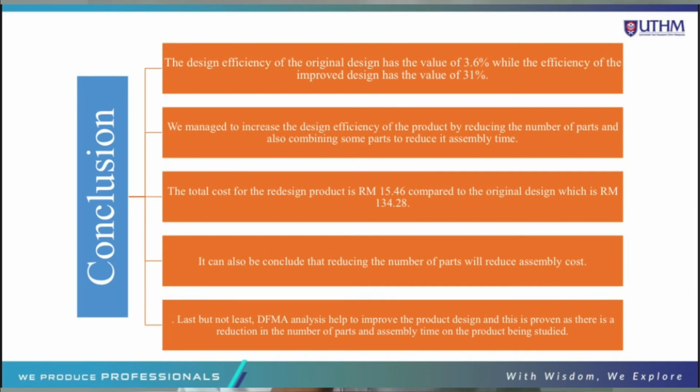After that, the total cost for the redesigned product is much lower compared to the original design, which is 15 ringgit and 45 cents compared to the original design, which is 134 ringgit and 28 cents, which is very high for a folding chair. Next, it can also be concluded that reducing the number of parts will reduce assembly costs. Last but not least, the DFMA analysis helps to improve the product design, and this is proven as there is a reduction in the number of parts and assembly time on the product being studied.